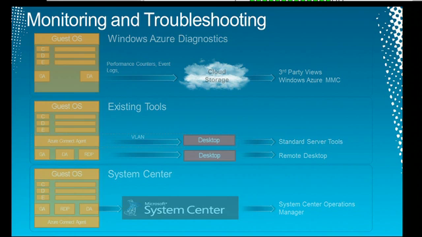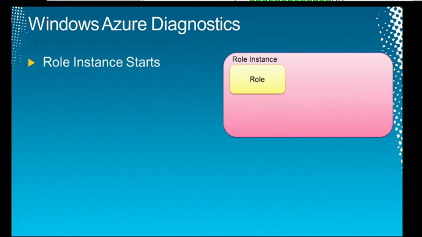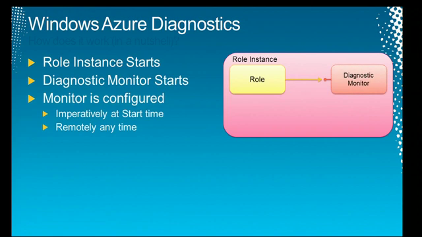Now, monitoring. I mentioned there's some configuration that you actually have to do. Here's how it works. You can do it one of two ways. When your role starts up, and you've configured Windows Azure Diagnostics, there's two ways to configure it. At start time, or remotely at any time. Start time is when your developer does it. I don't recommend this, because once it's configured, you can't change it without going up and redeploying the application again. I like to do it remotely at any time, and I can do that through the Windows Azure MMC.